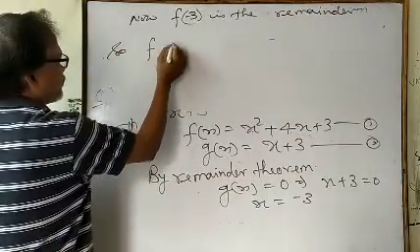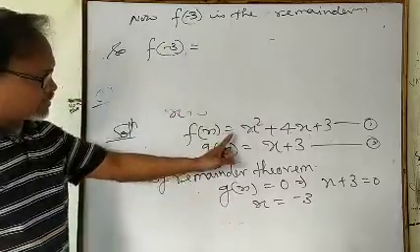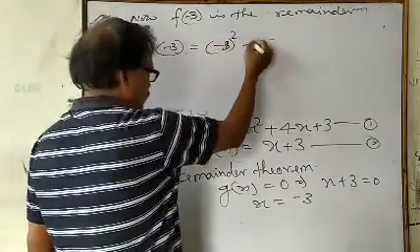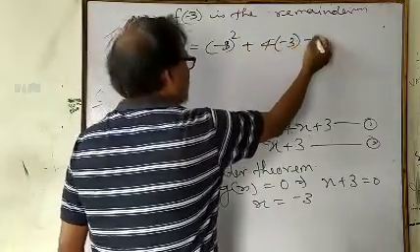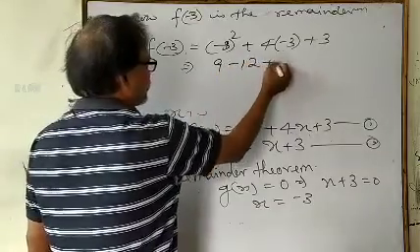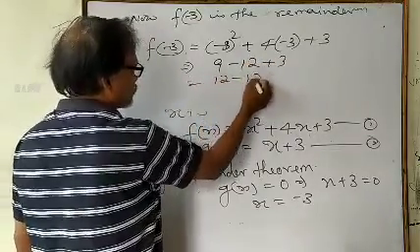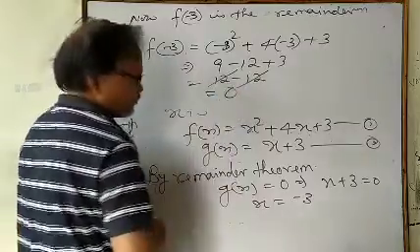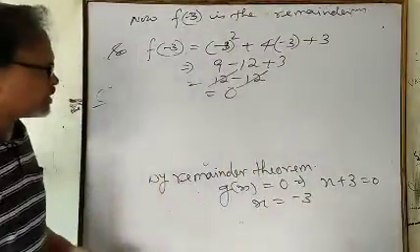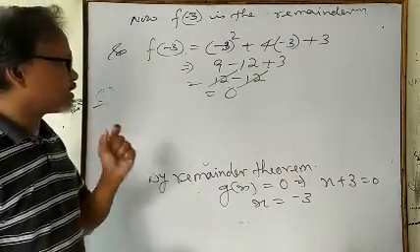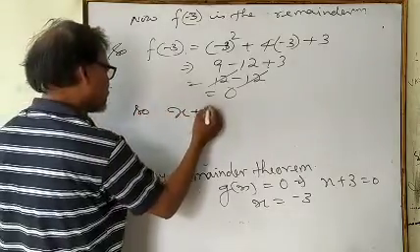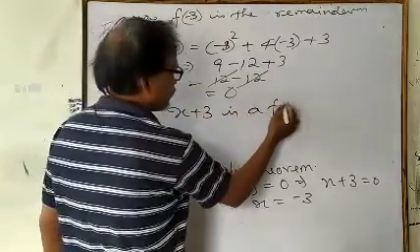So f of minus 3, put x is equal to minus 3 in this equation. First equation: minus 3 whole square plus 4 into minus 3 plus 3. This is equal to 9 minus 12 plus 3, which means 12 minus 12, that is equal to 0. You can see the remainder is 0. Remainder is 0, it means x plus 3 is a factor.